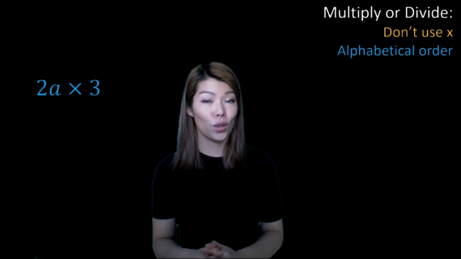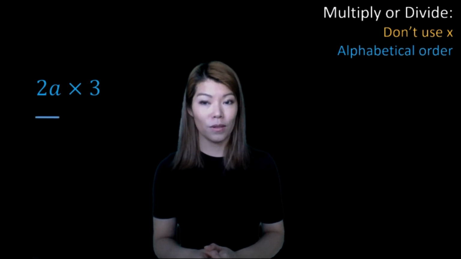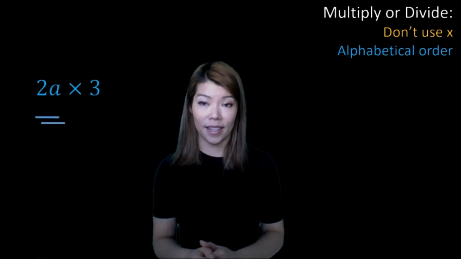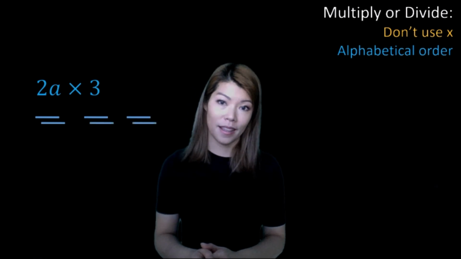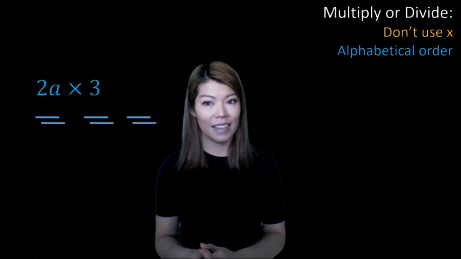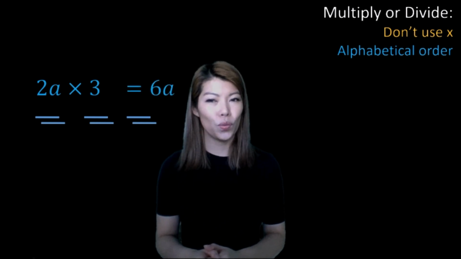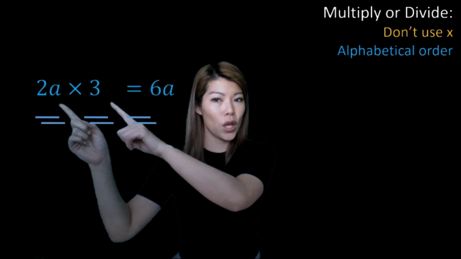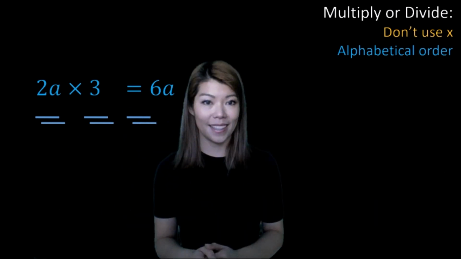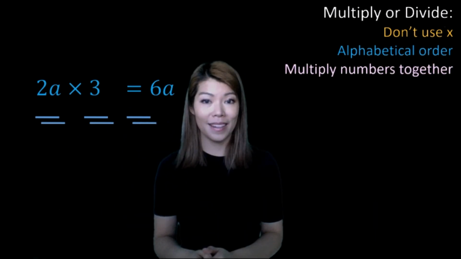So let's have a look at 2a times 3. Well, if this is 2a, then times 3 would be that amount. And how many is that? That's 6a. So what do we do with the numbers? If you look at the 2 and the 3, we multiply to get the 6. So we can just multiply the numbers together.